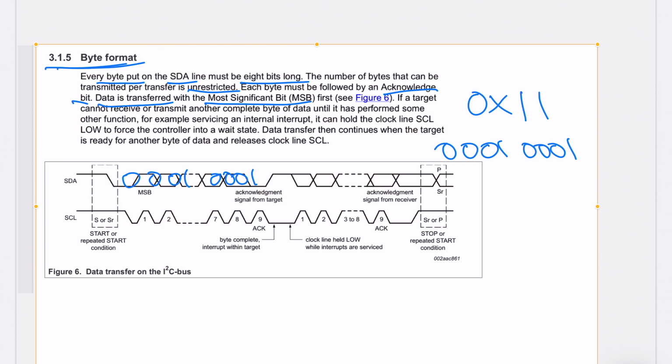Another thing, if a target cannot receive or transmit another complete byte of data until it has performed some other function, for example if it's servicing an internal interrupt, it can hold the clock line SCL low to force the controller into a wait state, right here. So we can see that the line is held low until this internal interrupt is done being serviced, and then it's currently in a wait state, and once it's released, everything can continue. Data transfer then continues with the target when the target is ready for another byte of data and releases the clock line SCL.